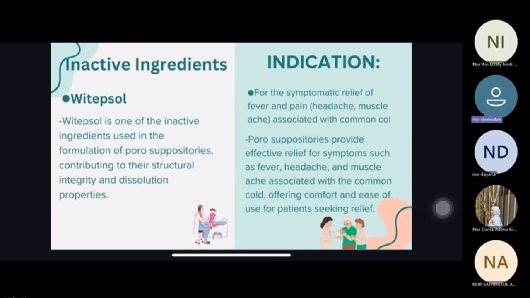For inactive ingredient, the inactive ingredient is white capsule. White capsule is one of the inactive ingredients used in the formulation of Poro suppository, contributing to their structural integrity and dissolution properties. The indication is for the symptom relief of fever and pain, headache, muscle ache. Poro suppository provides effective relief for symptoms such as fever, headache and muscle ache associated with the common cold, offering comfort and ease of use for patients seeking relief.